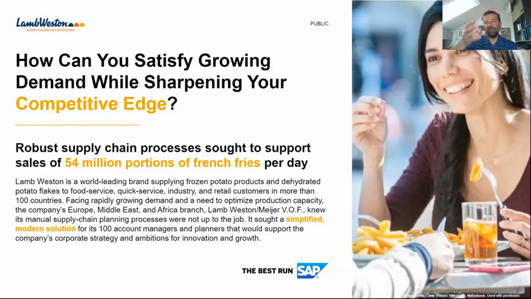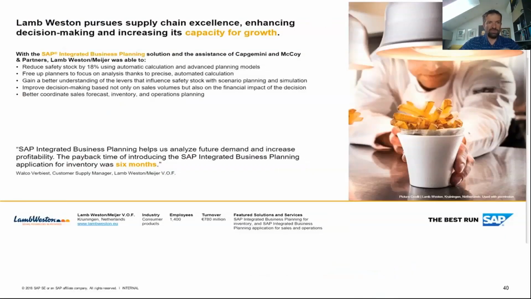So whoever is doing a business planning process, we find a way how they can make it much more efficient with IBP. But from the Romanian part of the story, I want to focus a little bit on consumer goods, like Lamb Weston. They are producing chips, and their main goal, as you see on the top, was to reduce safety stock, and they managed to reduce the safety stock by 18% using this automatic calculation and advanced planning models. And return on investment for such application and development was 6 months. So you can see that there was an obvious benefit from the implementation.